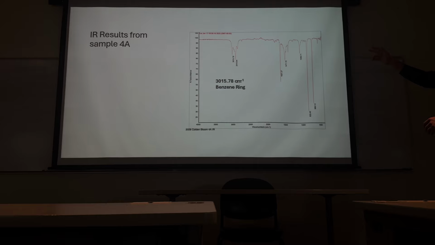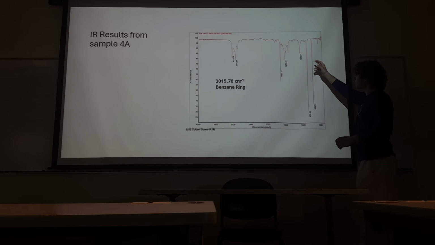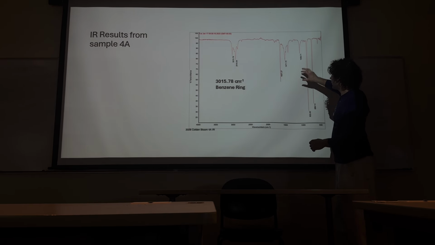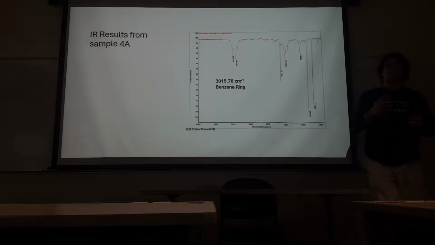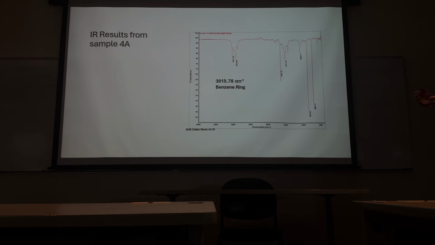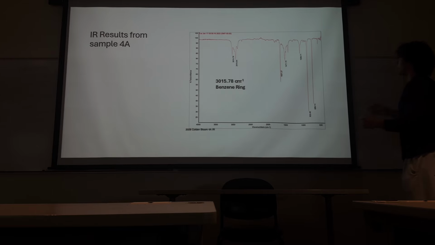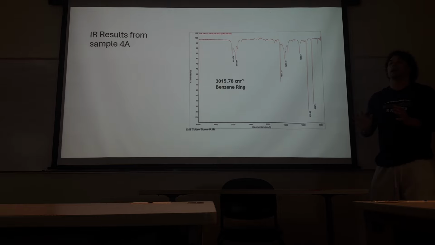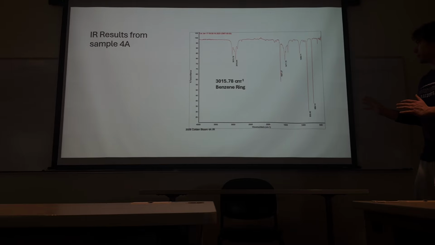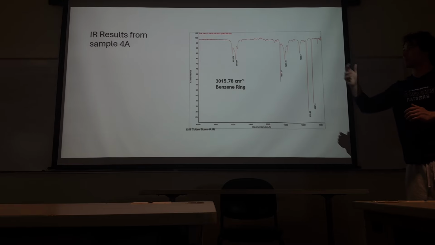So here are the IR results for sample 4A. Here we can see in this fingerprint region, there are some wave numbers down here, but there is also a 3,100 wave number. This corresponds to a benzene ring. Knowing that there is a benzene ring here kind of lowers the likelihood that the fingerprint region down here means very much.